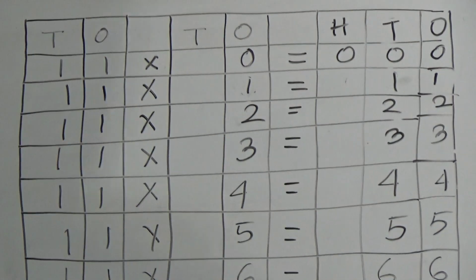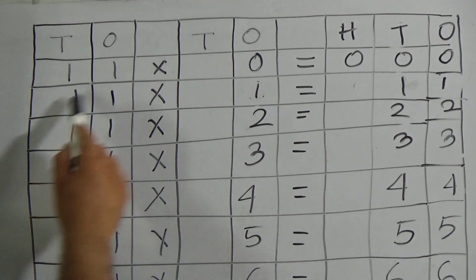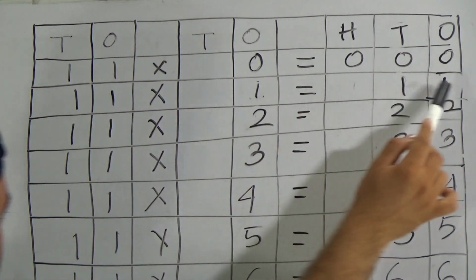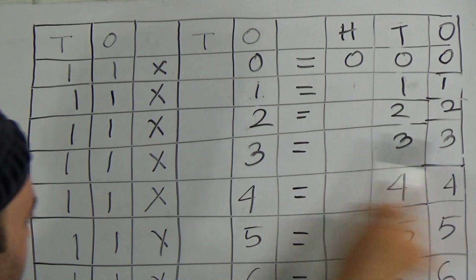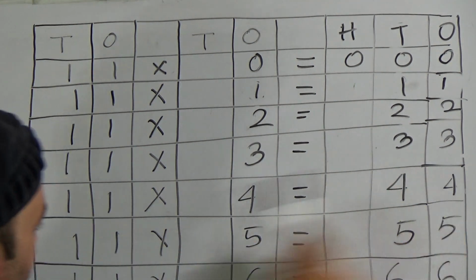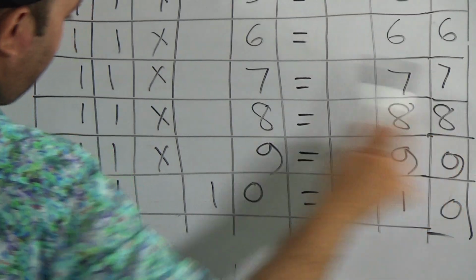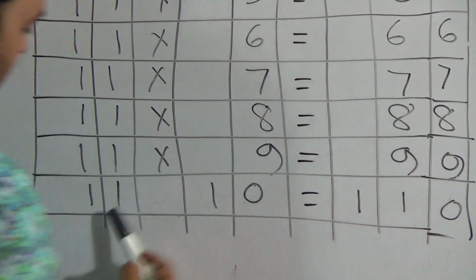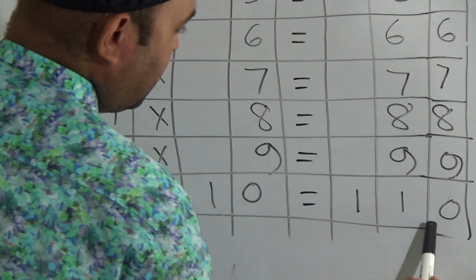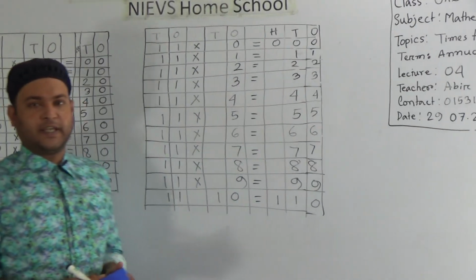Now again read out the times table of 11. 11 zeros are 0, 11 ones are 11, 11 twos are 22, 11 threes are 33, 11 fours are 44, 11 fives are 55, 11 sixes are 66, 11 sevens are 77, 11 eights are 88, 11 nines are 99, 11 tens are 110. My dear students, hope you understood the times table of 10 and 11.